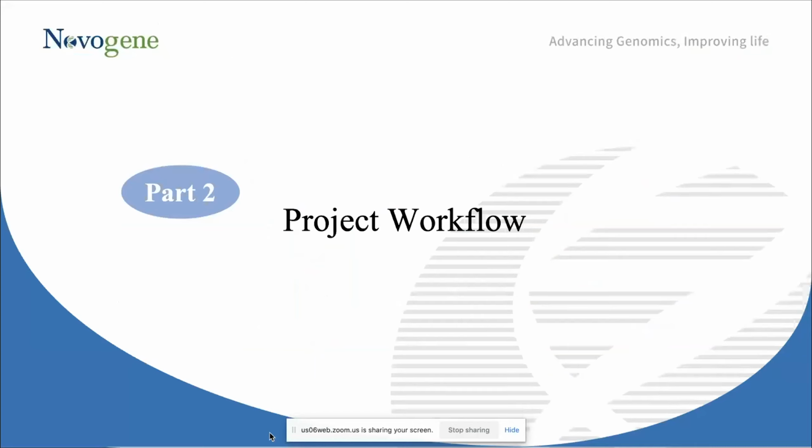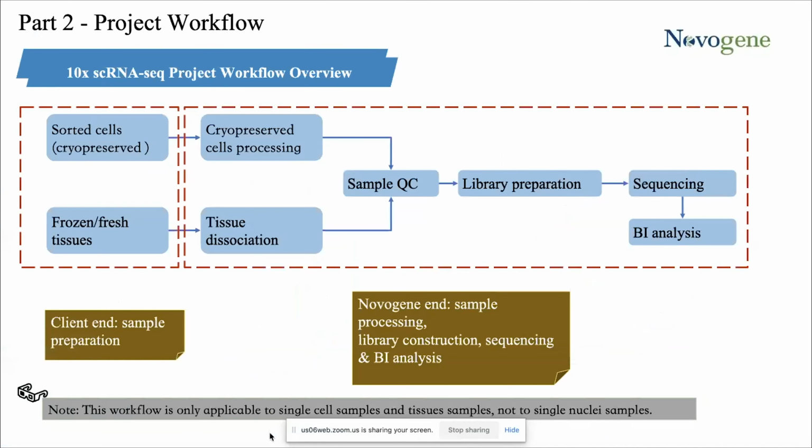Now I would like to move on to part 2, our project workflow. This slide recaps the main steps in our workflow. From our clients, we would need cell or tissue samples properly prepared. Once the cell or tissue samples arrive, we will take care of the rest of the steps. Here, I would like to point out that this workflow does not apply to nuclei samples. Please let us know if you need to submit nuclei samples.